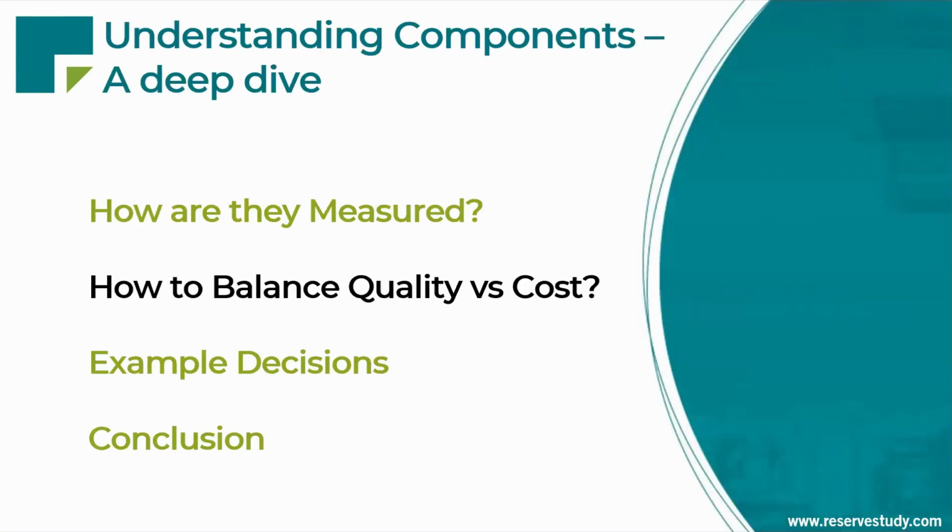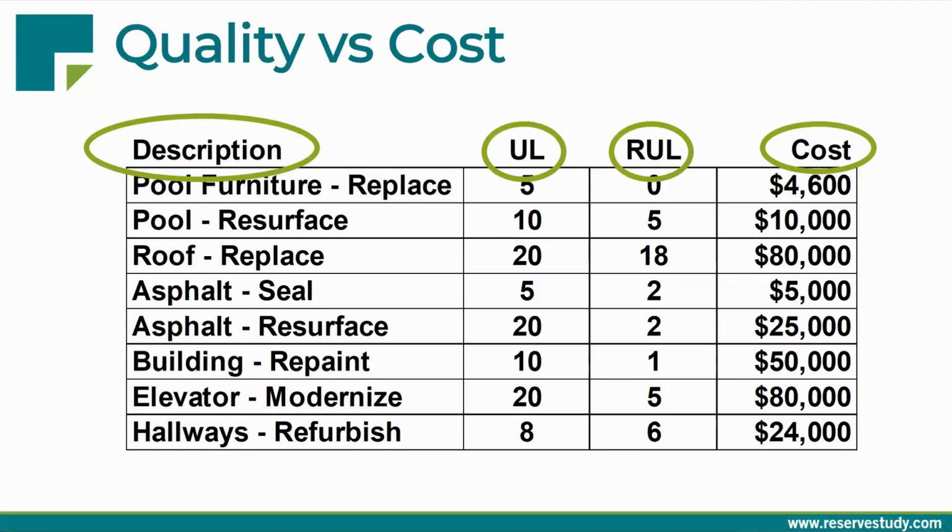Now it's time to turn the page here and talk about a whole idea of how do we actually start making decisions about this, how to balance quality versus cost. And I want to show you a simple component list that should look familiar to you in idea. It's a description of the project. It's the useful life, the UL, the remaining useful life, RUL, and the current replacement cost. Pretty simple, straightforward component list.